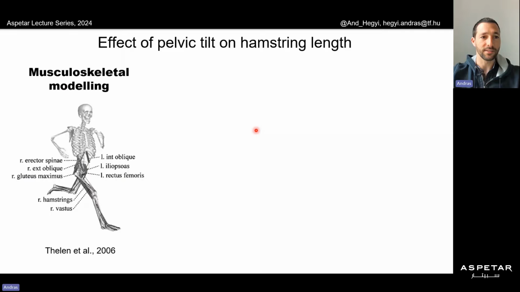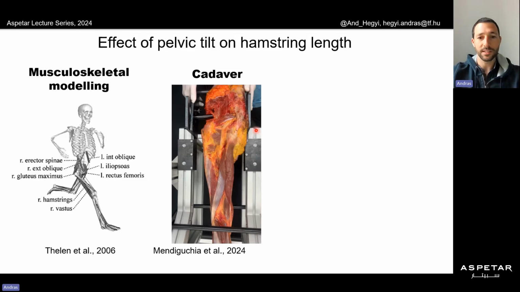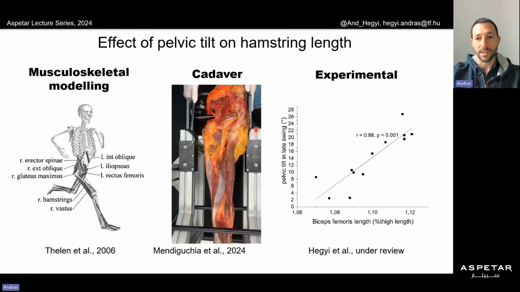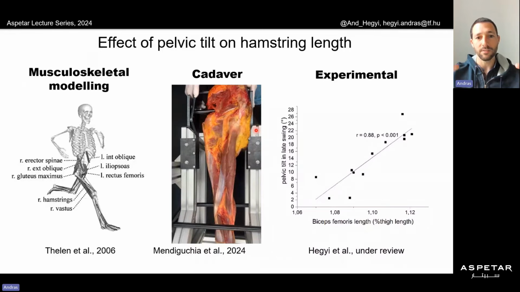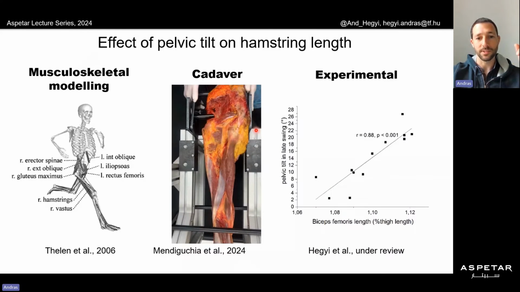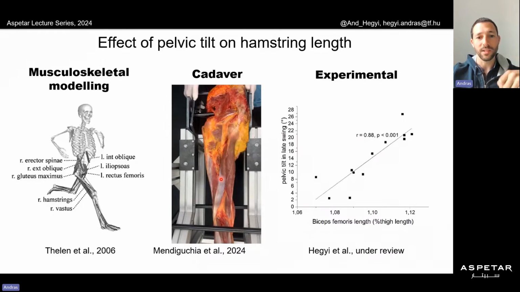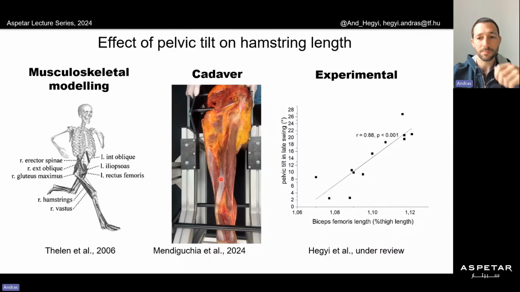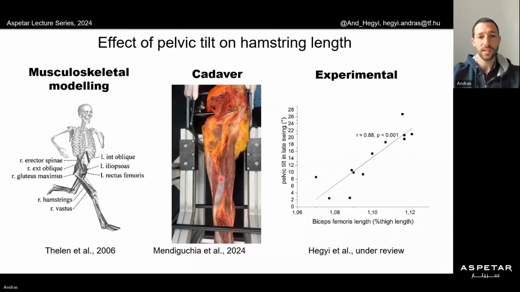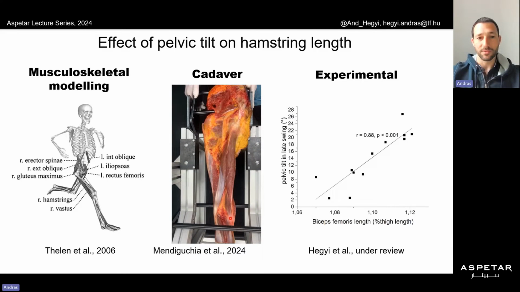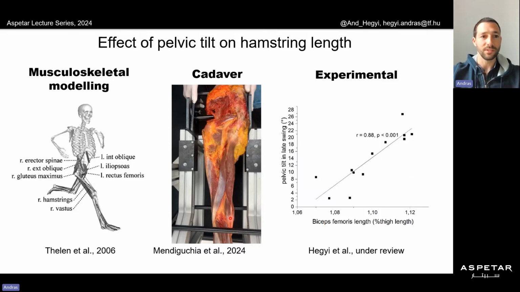And there is a theoretical background behind pelvic tilt affecting hamstring injury risk. For example, musculoskeletal modeling and also cadaver studies have shown, and some experimental studies, that if you increase pelvic tilt, as we can see very clearly in the middle, then we also increase the length of the hamstring muscles. So maybe it's related to hamstring injuries. It might be interesting to measure.